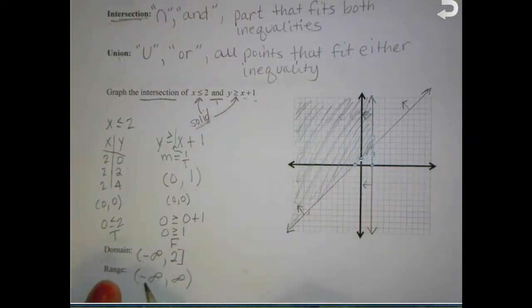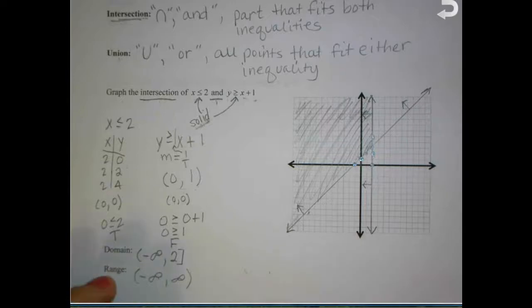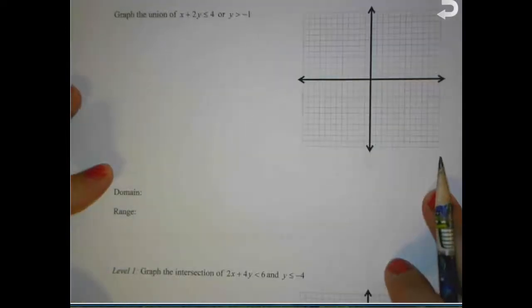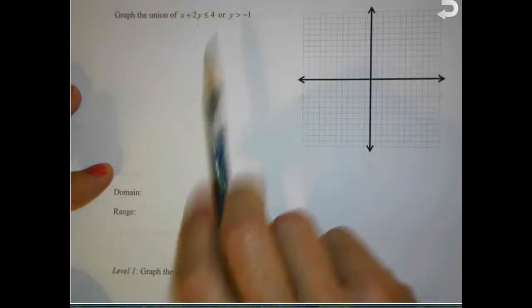Remember, you always put your smallest quantity on the left, largest quantity on the right. So we're always looking left to right and bottom to top. Alright, we have another one. Graph the union of this inequality and that inequality.